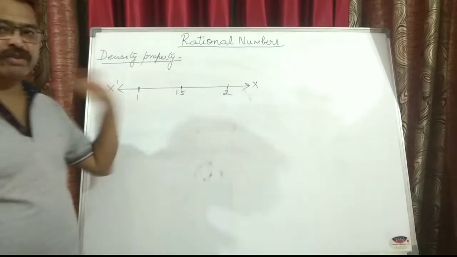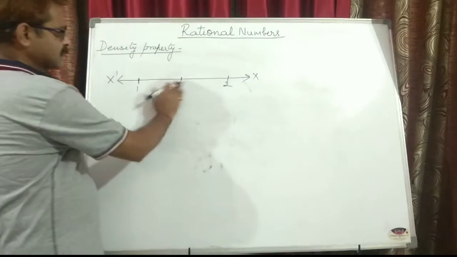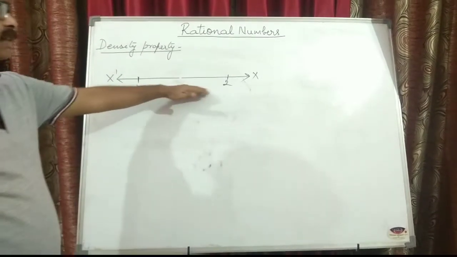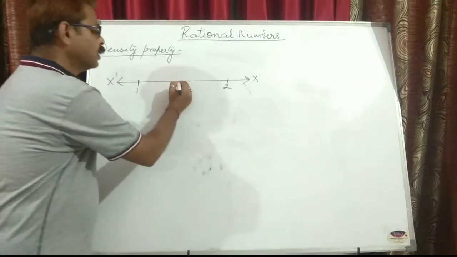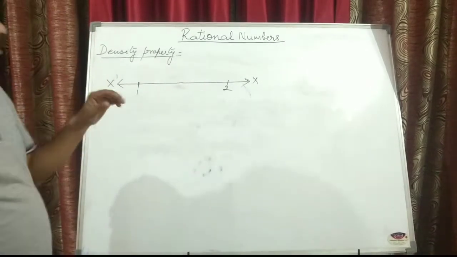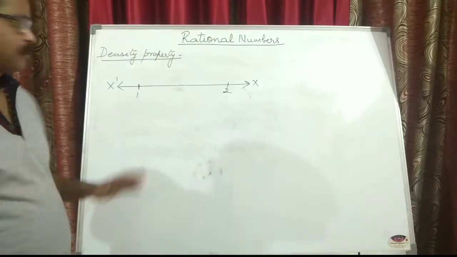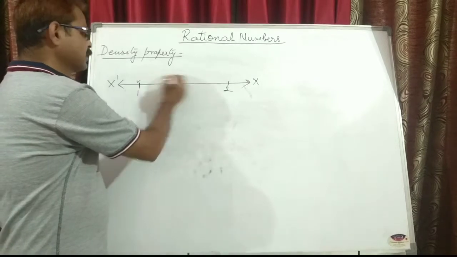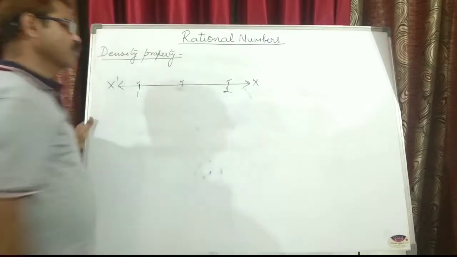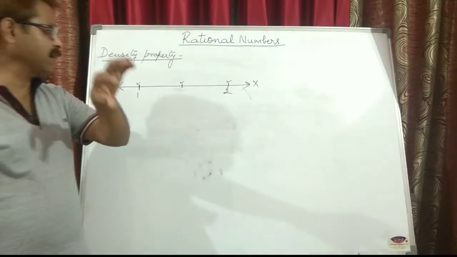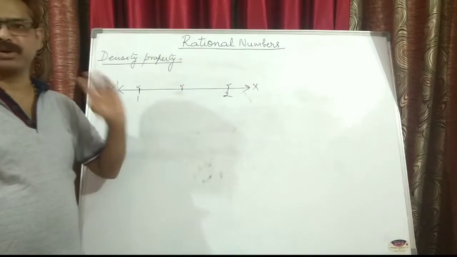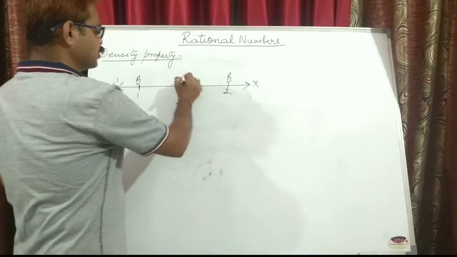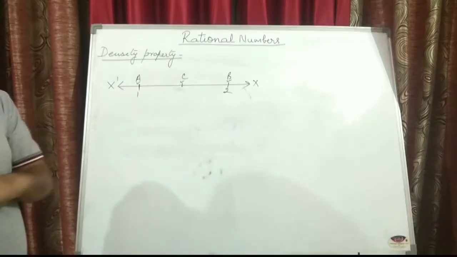Or I can divide this line segment between 1 and 2 in two parts. So one number is this, other is this, and then it is this. So what we did, we have moved one number in between 1 and 2. Now these 2 points, let us take it as A and B. So C is a number which lies between 1 and 2.